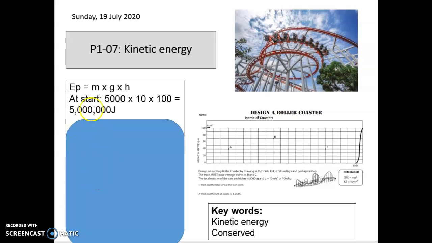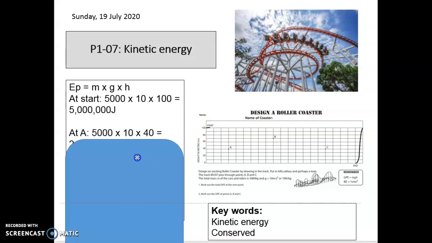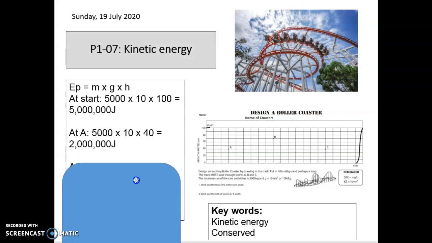Okay, so at the start then, our gravitational potential energy is our 5,000 kilograms times 10 newtons per kilogram times 100, because it was 100 meters tall at the start, gives us 5 million joules. At point A, it's a bit lower, so our gravitational potential energy is a bit less. Okay, it was only 40 meters tall, so that's what you should have for A. Pause the video if you need to get the answers down, self-assess your answers.